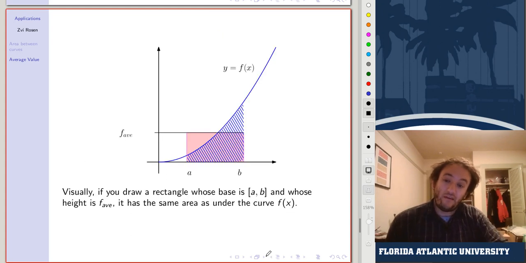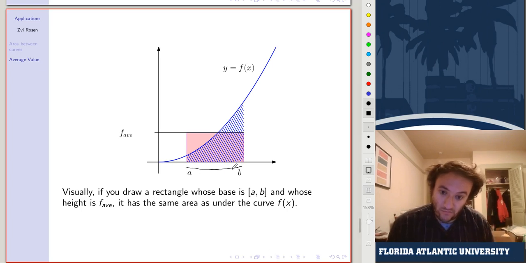Visually, if you draw a rectangle whose base is the interval [a, b] and whose height is the average value, it has the same area as the area under the curve, which is what you see shaded in blue in this image.